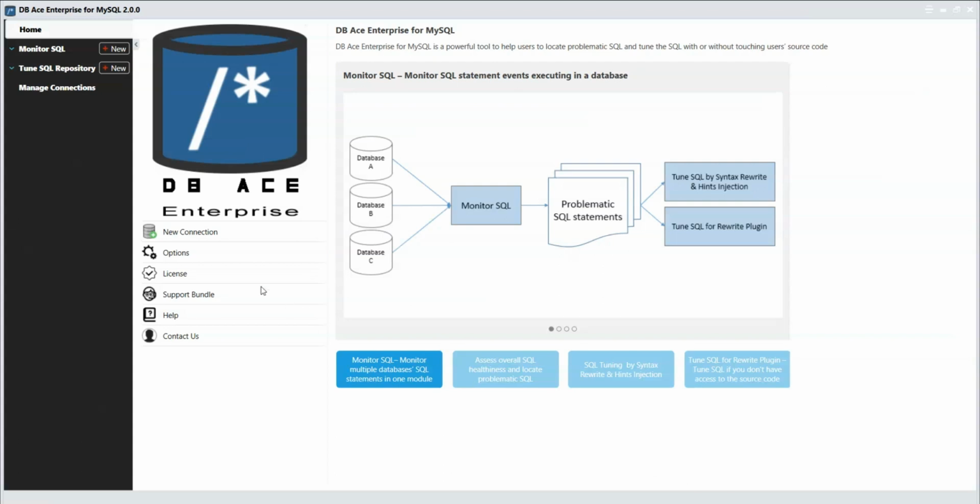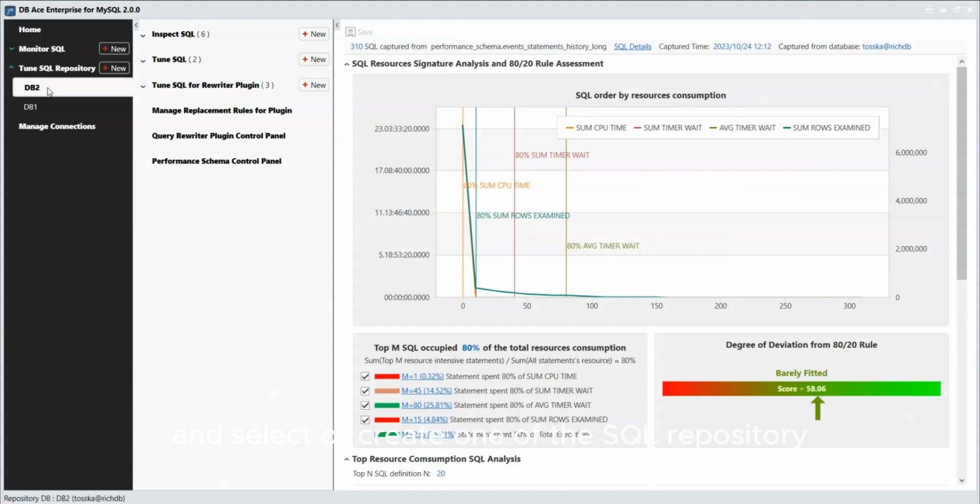Hello, I would like to demonstrate the Inspect SQL module in DBA's Enterprise for MySQL database. First of all, we have to open the Tune SQL repository and select or create one of the SQL repositories. Here is the Inspect SQL.